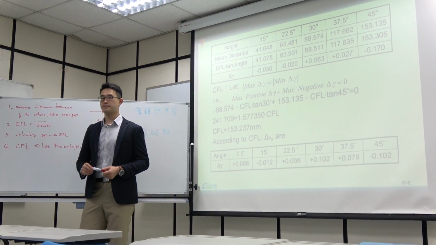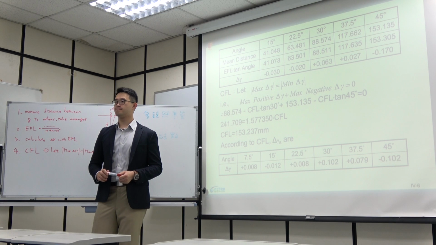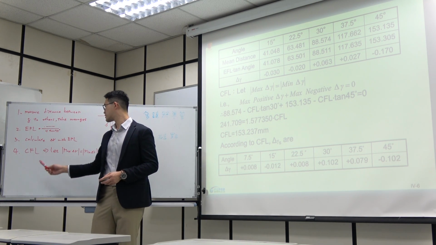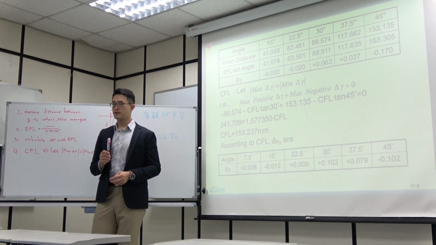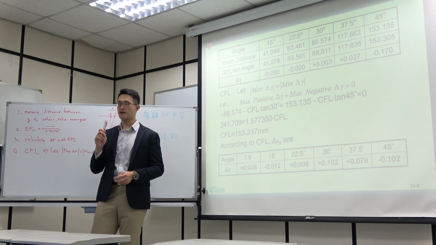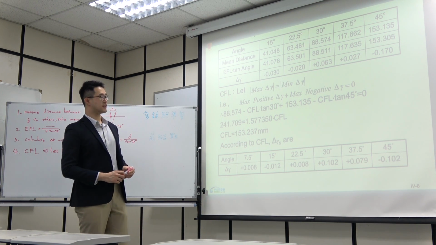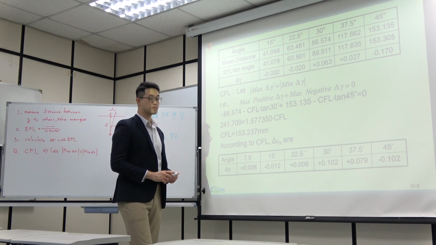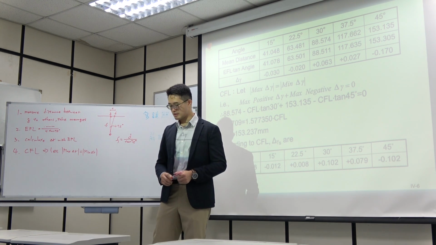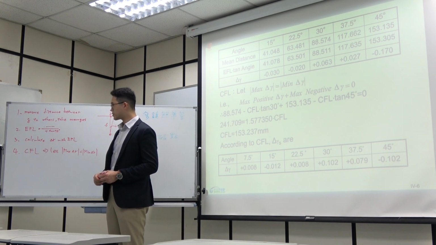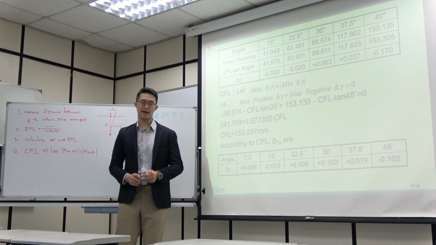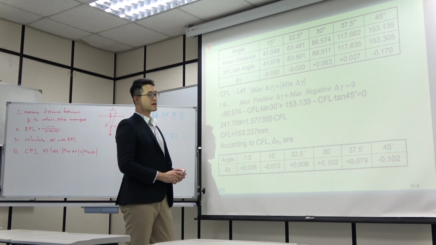Okay, till now, any question? If not, the next step is to calculate the CFL, calibrated focal length. The calibrated focal length is actually defined by us. This is a focal length that we try to get the best symmetry. Again, this focal length is what we defined, and we assume that this camera can achieve the best symmetry. So what does it mean by symmetry?